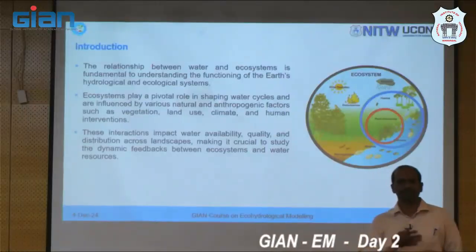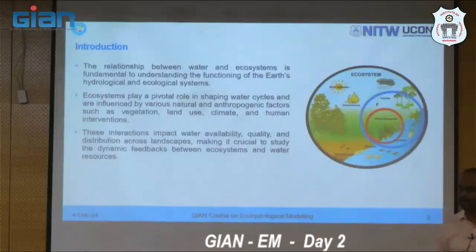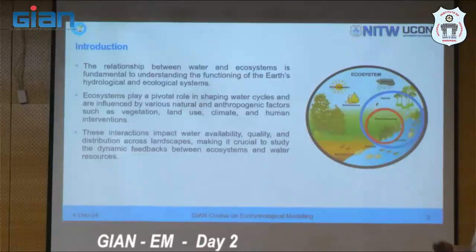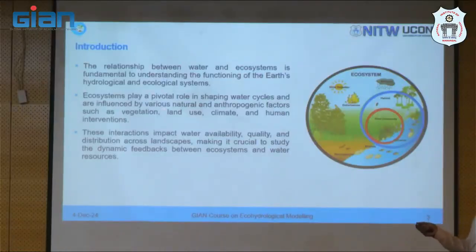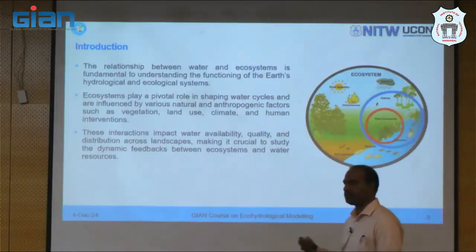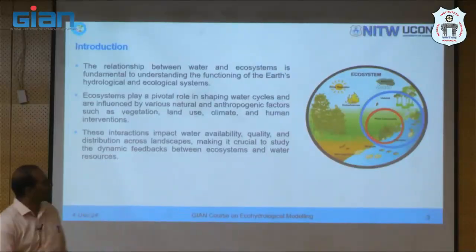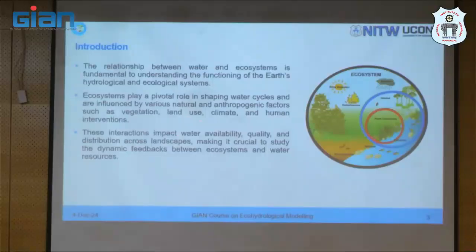We discussed this, like if you change the vegetation, there may be some significant effect on the evaporation or evapotranspiration, and it will have certain effects, right. There are some natural changes over a period of time in your water cycle and the ecosystem as such. But in addition to that, there will be some anthropogenic changes, which are basically changes in land use and some human interventions such as hydraulic structures. Usually these interactions impact water availability, water quality, and distribution across the landscape.